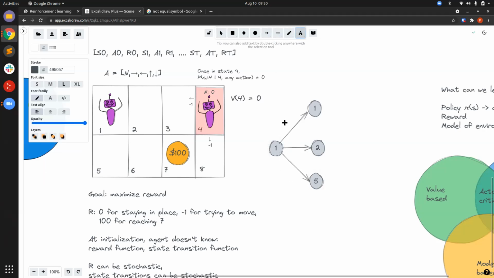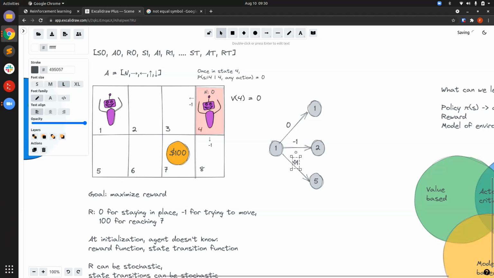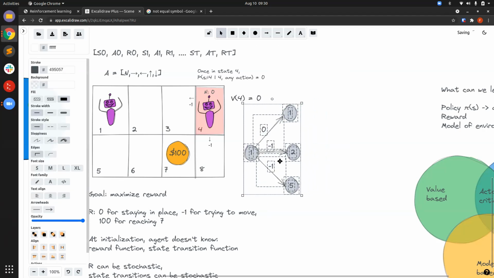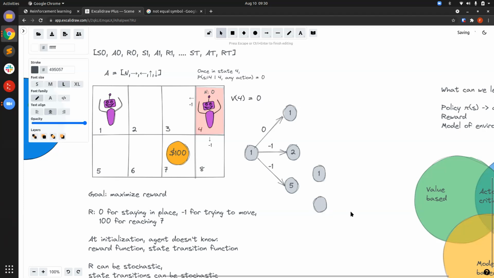And for each of these, my reward is 0 if I stay in 1, -1 if I move to 2, and -1 if I move to 5. Then I could see where I might reach from those states. So I might say, from state 5, I could end up going back to 1, or I could end up going to 6.